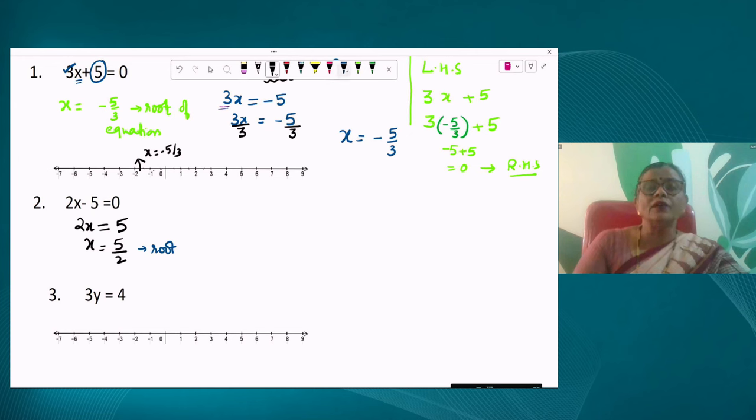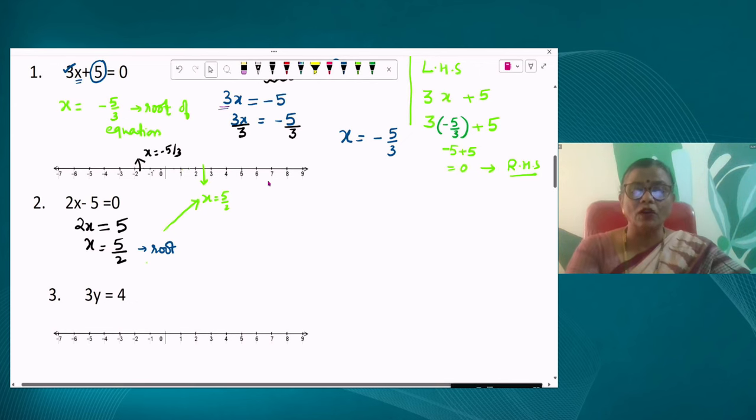So where is that located? Where can we locate the point 5 upon 2? 1, 2, 3, 4, and that's 5. So this is x is equal to 5 on 2, a solution for this equation. So this is the way to solve a linear equation in one variable.